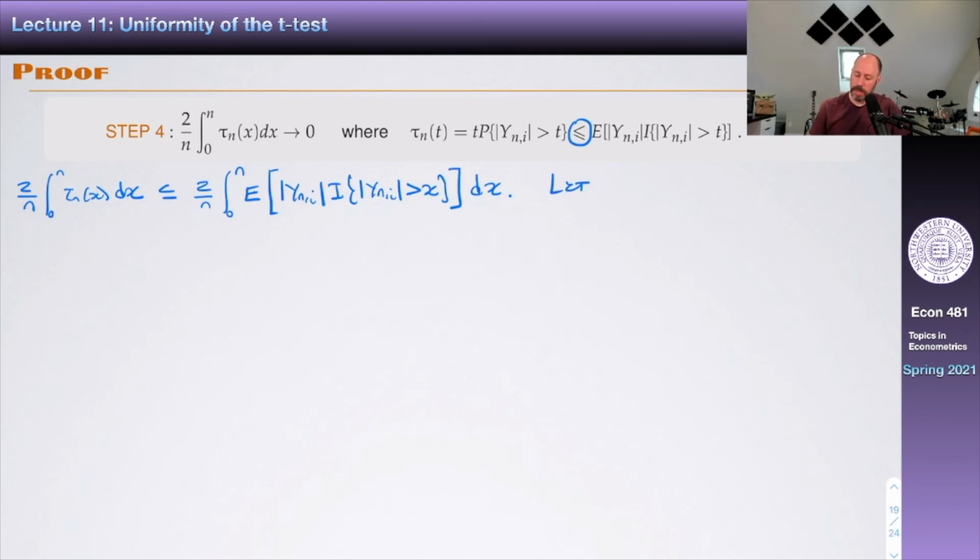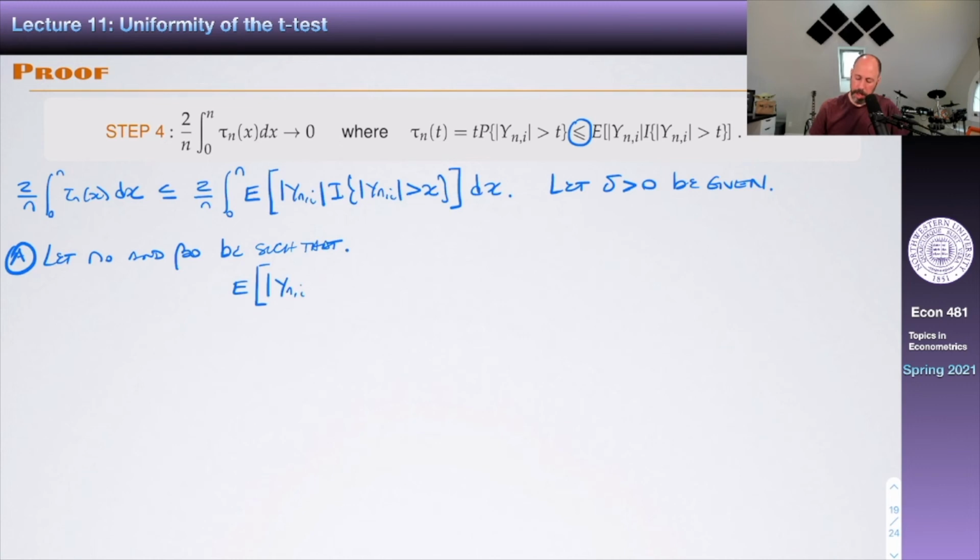So let delta positive be given. Okay, this is arbitrary. Two parts. I'm going to say A here. Let n naught and beta naught, okay, be such that the expected value of the absolute value of y n i times the indicator y n i greater than x is less than or equal to delta divided by 2 for n large, in particular n greater than n naught, and x being greater than beta naught.